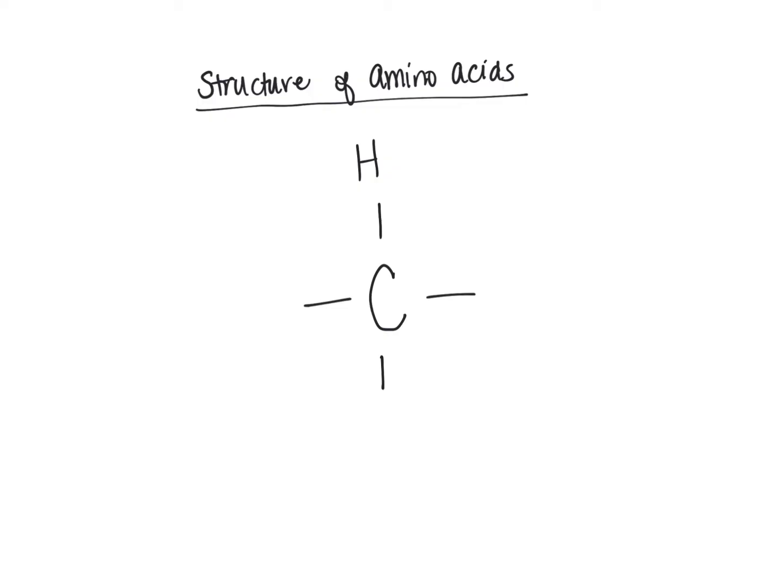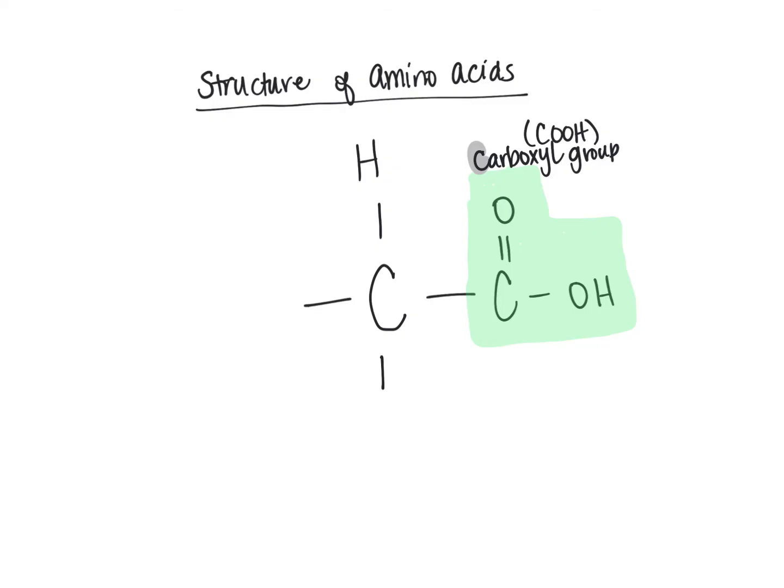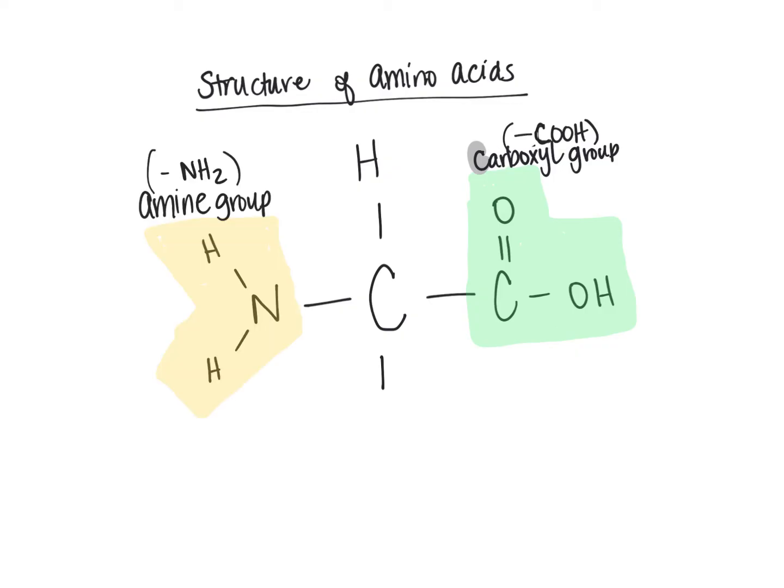Next, around the central carbon, we are going to draw a carboxyl group. So a carboxyl group is carbon, oxygen, and then a hydroxyl group, OH. So this COOH is the carboxyl group, and this is what its structure looks like. So you have a carbon double bonded to an oxygen, and then the hydroxyl group coming off to the side here. Next is the amine group, and the amine group is NH2. So nitrogen and then 2 hydrogens, that is the amine group.